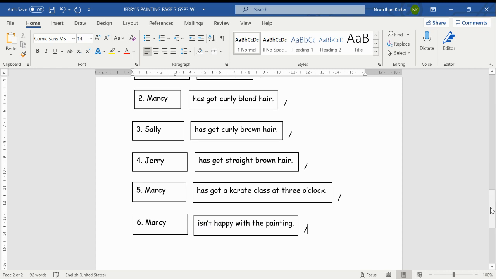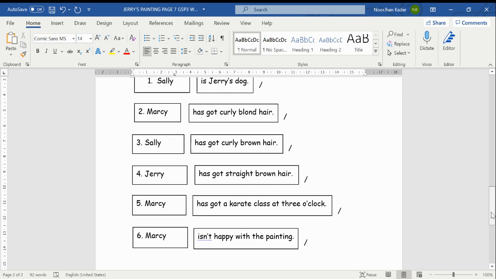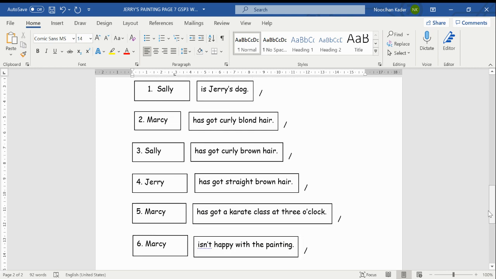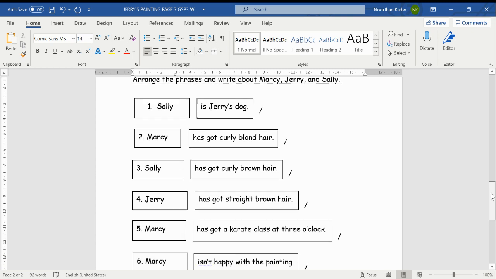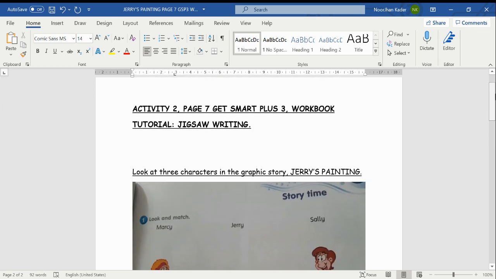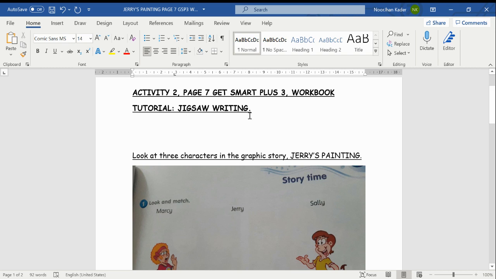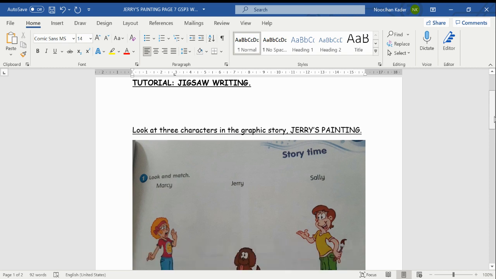I'm going to finish the lesson now. So I hope that you found this lesson interesting, because this is actually a way of learning how to write through jigsaw writing. Okay, you can see the title here. This exercise I saw in the workbook, but it is not like this, so I changed it in this way, so it will become a jigsaw writing lesson.